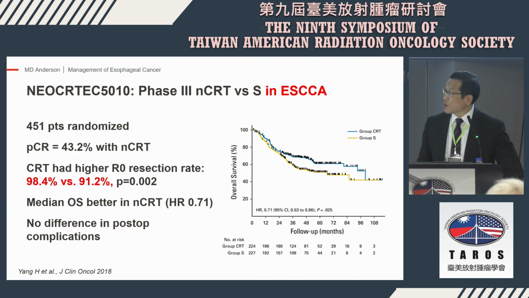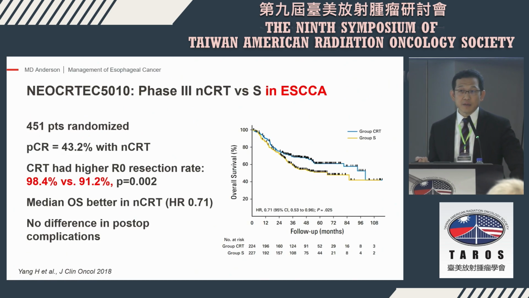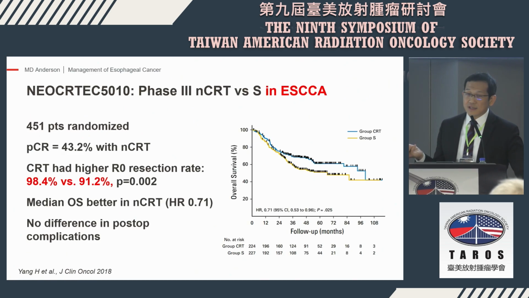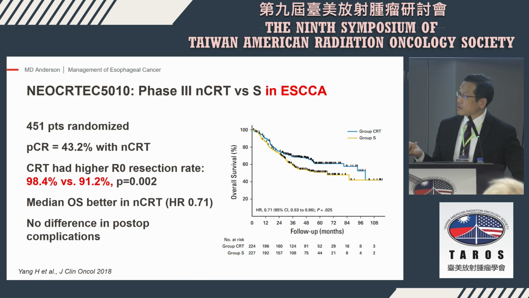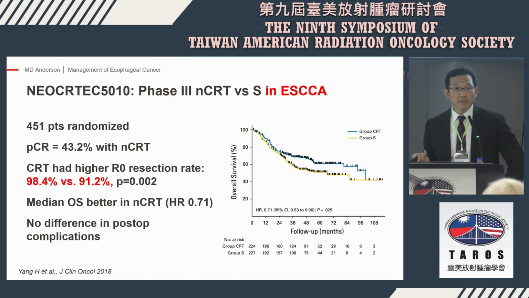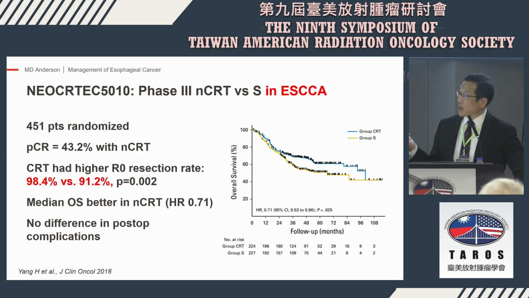Of course, in China, they wanted to repeat this because of the benefit in squamous cell carcinoma. This was mostly done in Guangzhou, in the southern China area. They randomized 451 patients, all with squamous cell carcinoma, showing that the path CR rate was what you expect, much higher than for adenocarcinoma patients. There was better resectability, and overall survival also benefited from incorporating preoperative chemoradiation compared to surgery alone.